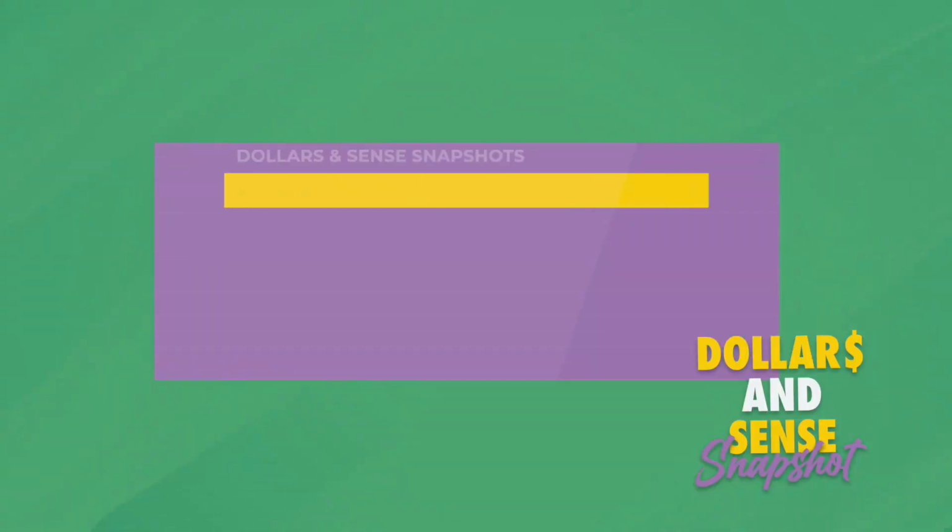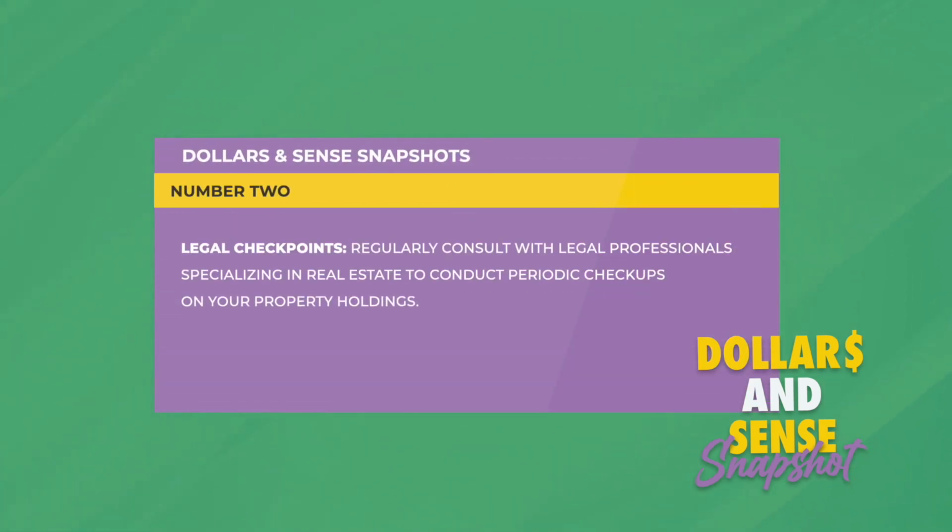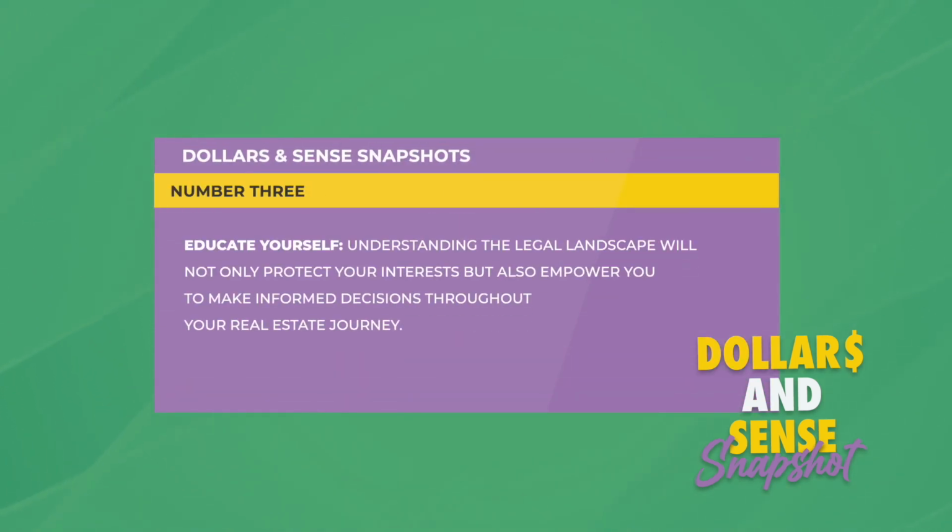Here are our dollars and cents snapshots from this week's show. Number 1, document diligence. Ensure meticulous documentation of all real estate transactions, contracts, and agreements to avoid potential legal disputes down the line. Number 2, legal checkpoints. Regularly consult with legal professionals specializing in real estate to conduct periodic checkups on your property holdings. Number 3, educate yourself. Understanding the legal landscape will not only protect your interests, but also empower you to make informed decisions throughout your real estate journey.